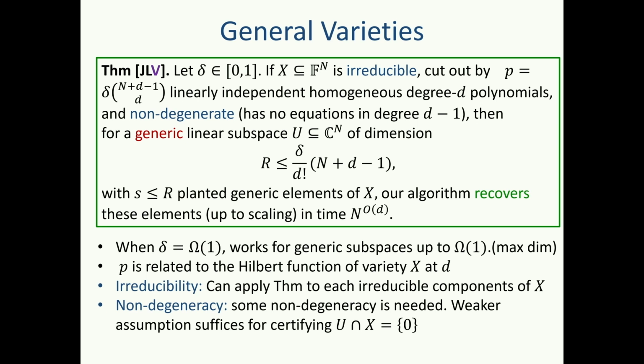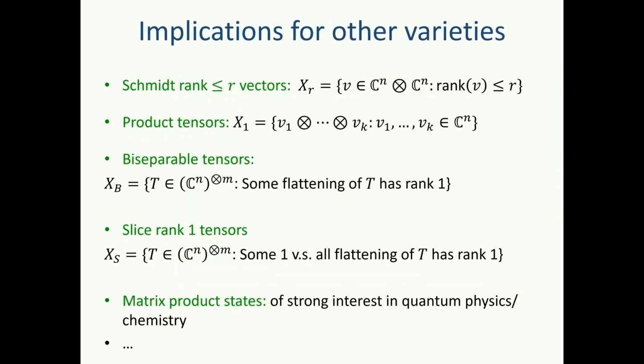Yeah. So this is the result for general varieties. Any questions? Can you tell us about the algorithm? Yeah. Okay, I'm going there. But I guess this also works for a bunch of other varieties like Schmidt rank R varieties. Slice rank, matrix product states, and so on.